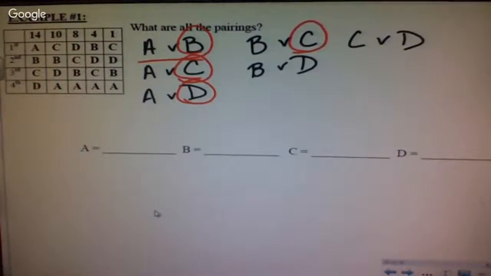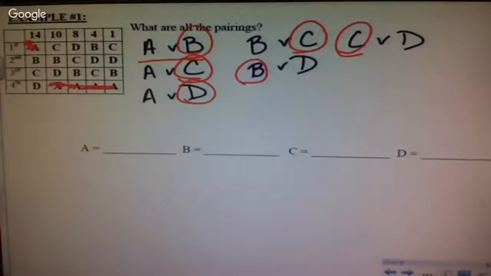B versus D, so A and C are out. So who takes this one, B or D? B. This one goes to B. And my last one, C versus D. C won there. C wins that one?